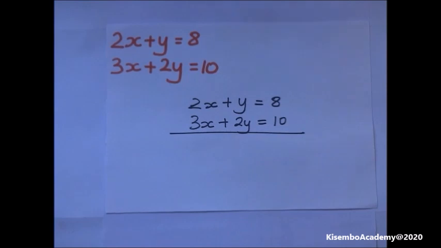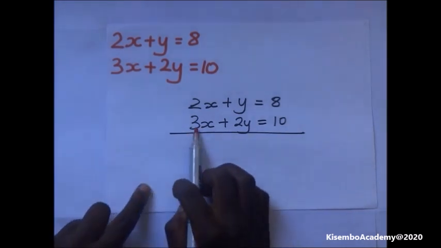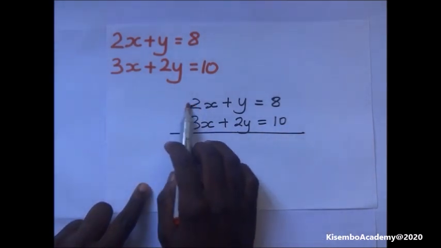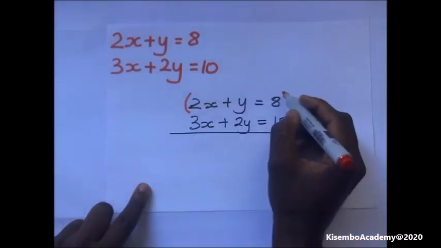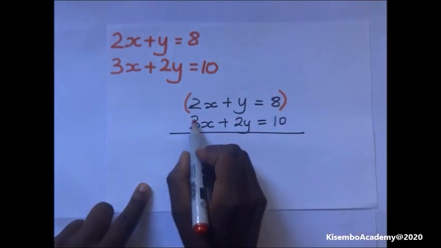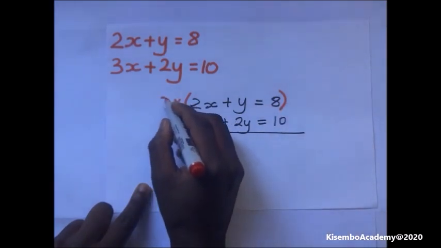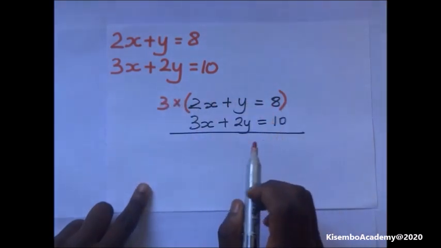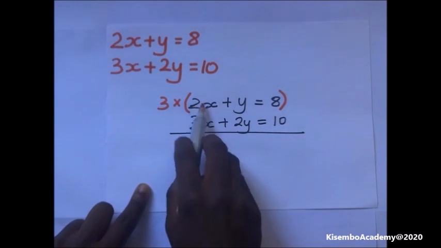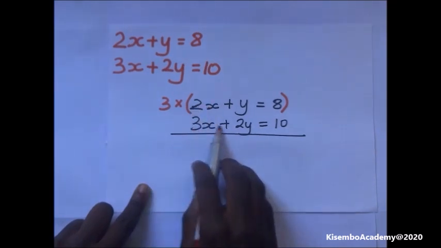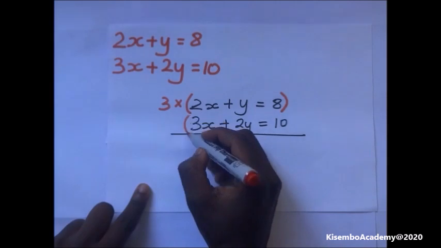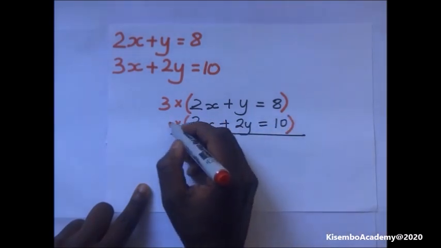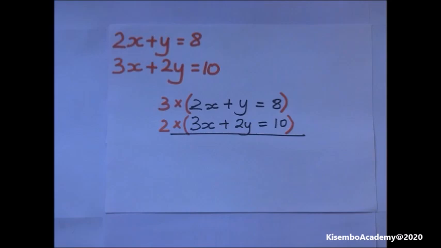What we do here is that we are going to interchange the coefficients. We are going to get this coefficient of 3 here and multiply it in the first equation. So it means we are going to get the first equation here and multiply it by 3, this whole equation. Likewise, we are going to get the coefficient of x here, which is 2, and multiply it in the second equation throughout. So we are going to multiply this by 2. In so doing, we shall be able to make the coefficients the same.